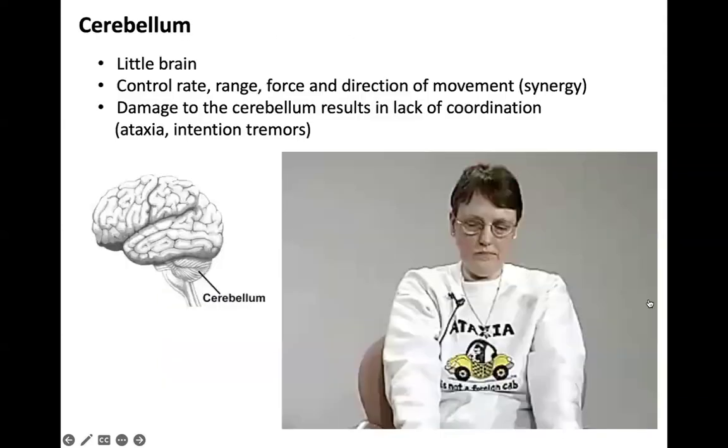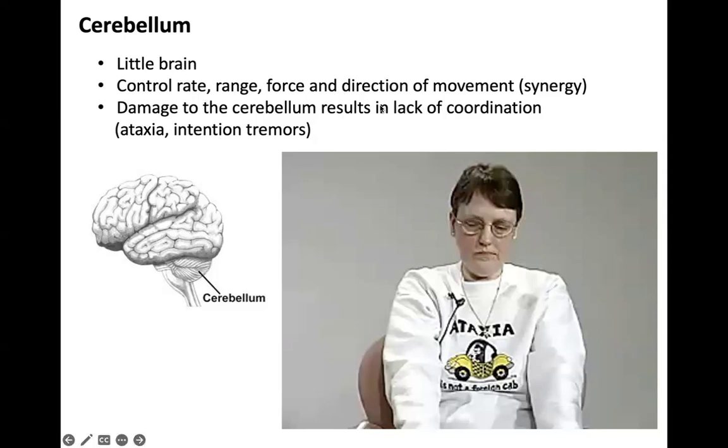Now, not only upper motor neurons and lower motor neurons. I mentioned the cerebellum too. The cerebellum also has complex connections to those motor pathways. But the key concept, the general idea, is that the cerebellum, another name for it is the little brain, controls the rate, range, force and direction of movement. Basically to make sure that the movement is smooth, and that it's going in the direction that you want.